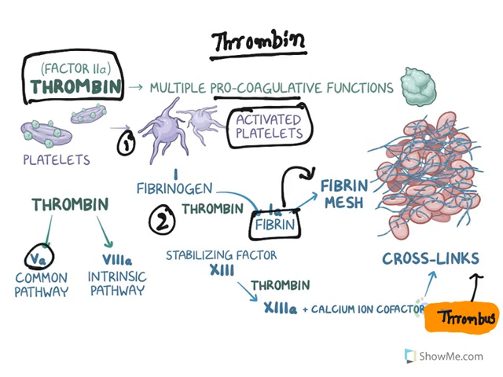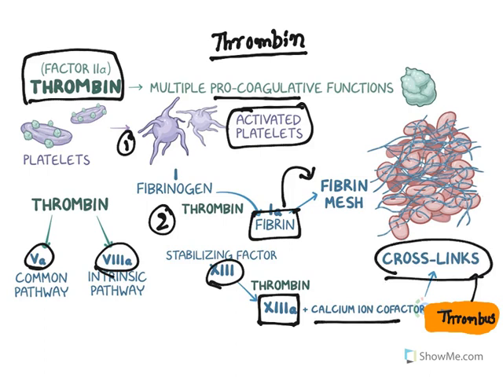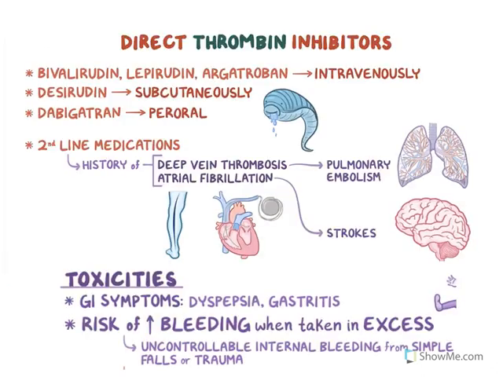Third one, it activates factors of the coagulation cascade, especially 13A. Factor 13, when it is activated, combines with calcium ions and forms cross links in the clot. That is what becomes a thrombus. So three major functions are there: activation of platelets, fibrin formation, and activation of all these factors.